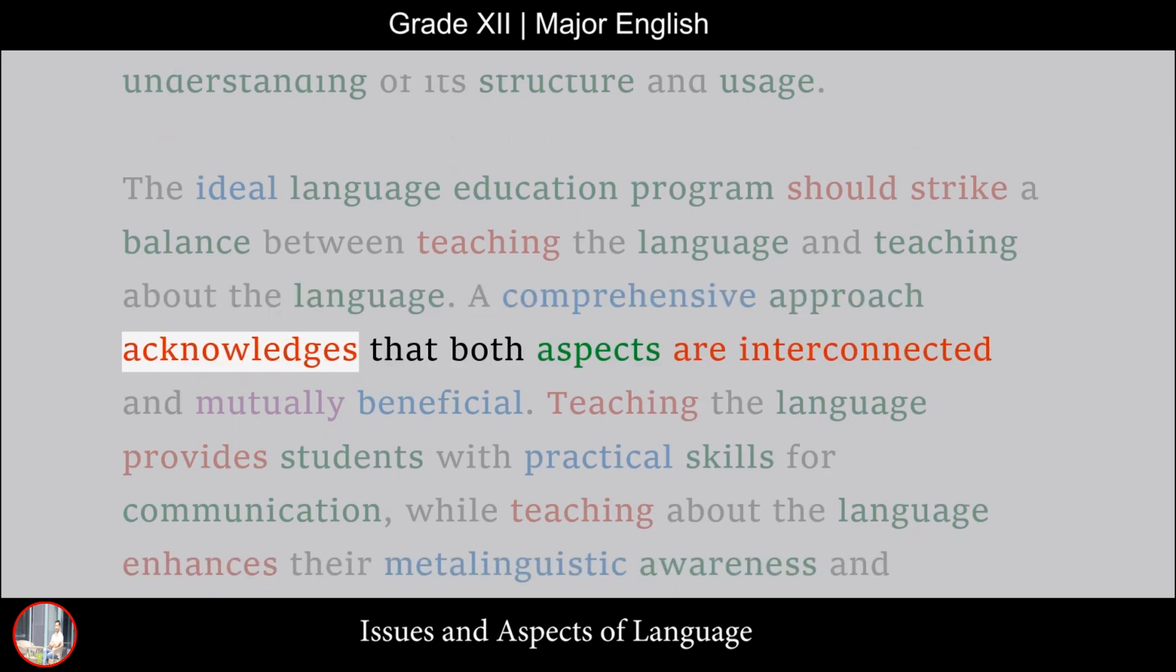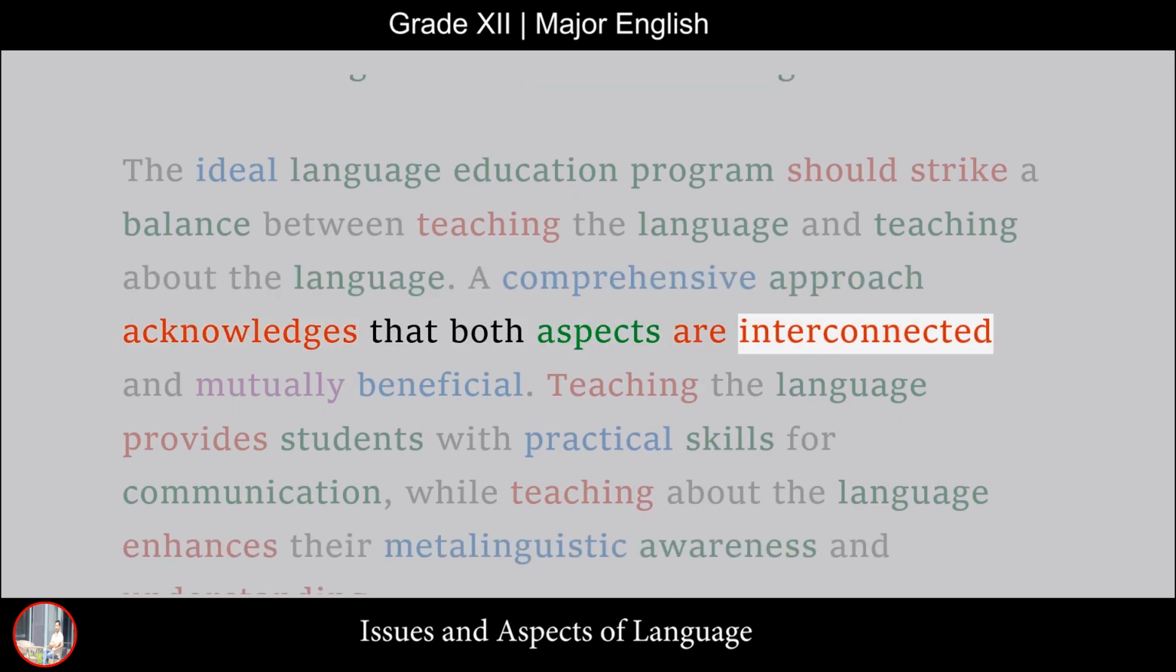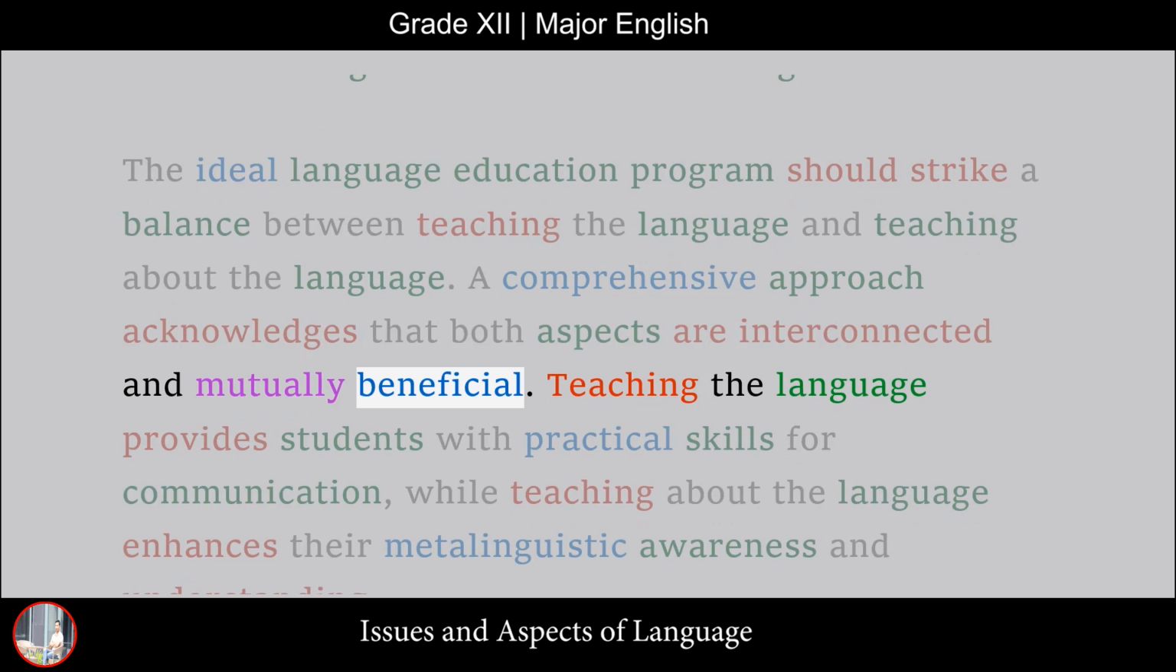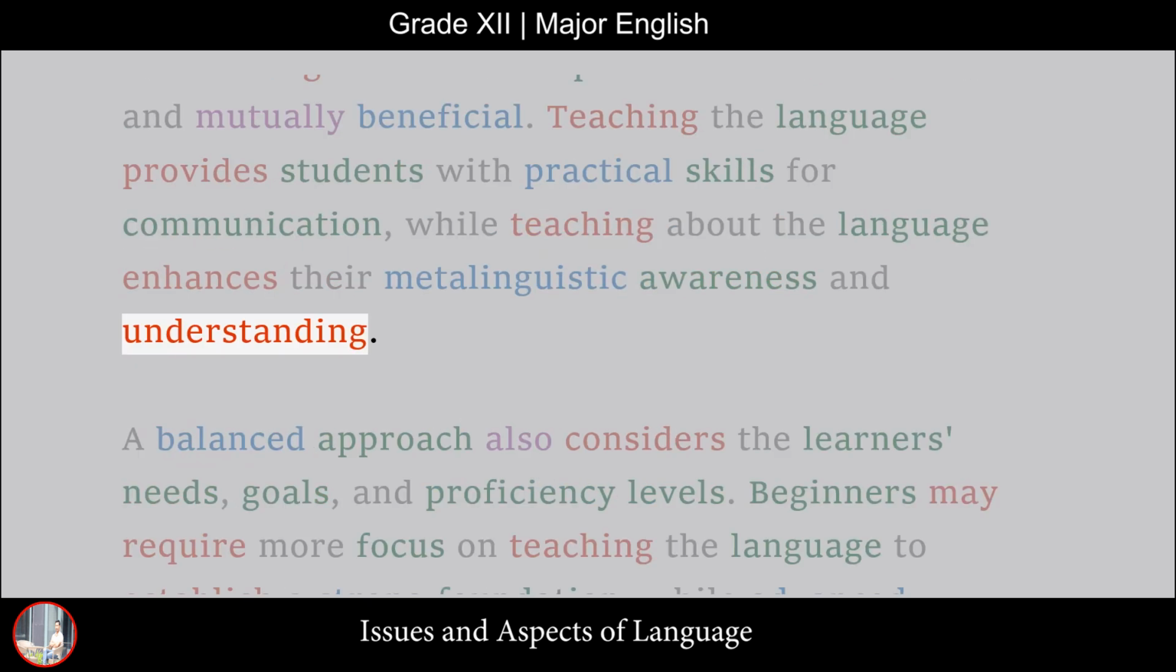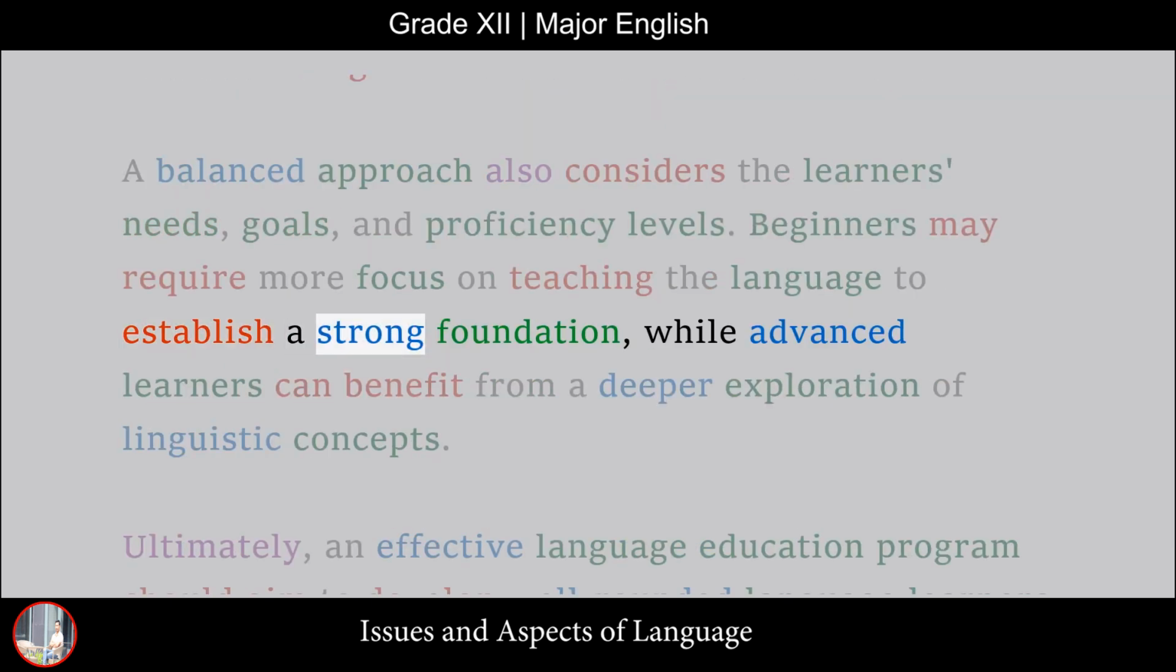A comprehensive approach acknowledges that both aspects are interconnected and mutually beneficial. Teaching the language provides students with practical skills for communication, while teaching about the language enhances their metalinguistic awareness and understanding. A balanced approach also considers the learner's needs, goals, and proficiency levels. Beginners may require more focus on teaching the language to establish a strong foundation, while advanced learners can benefit from a deeper exploration of linguistic concepts.